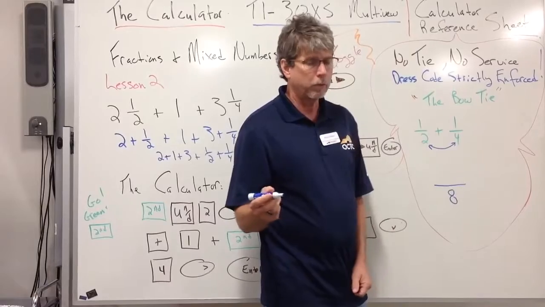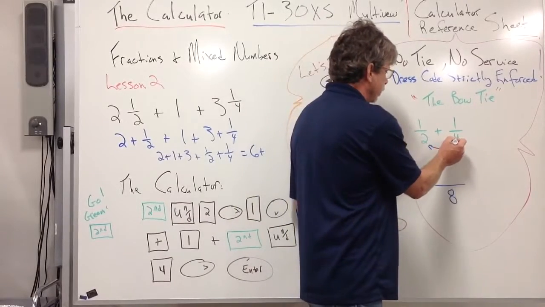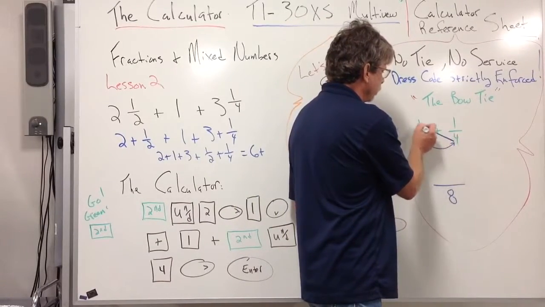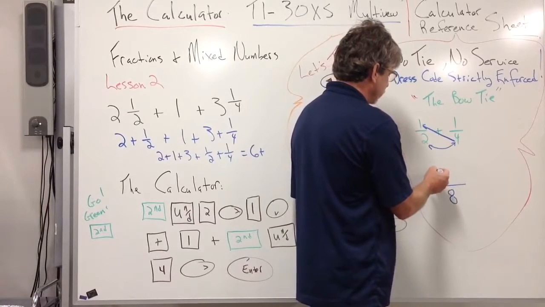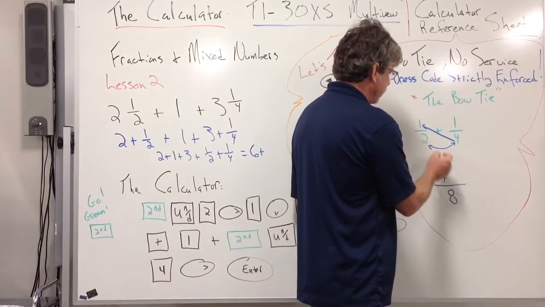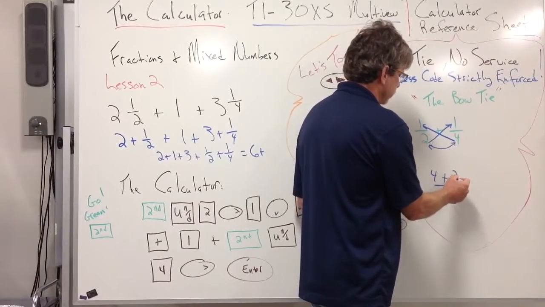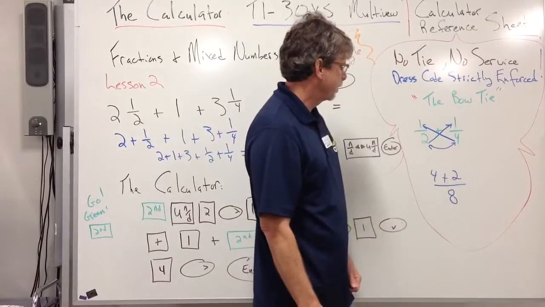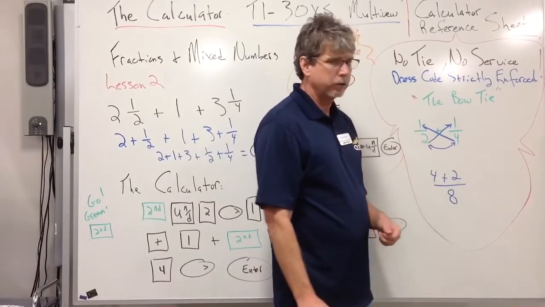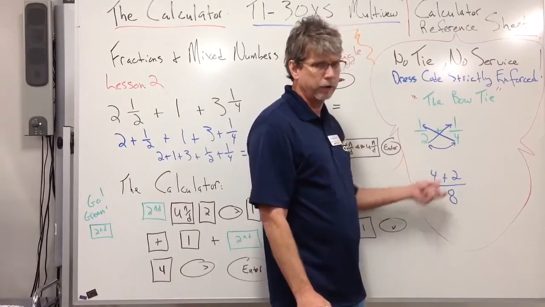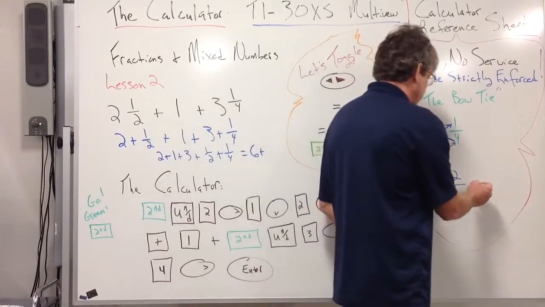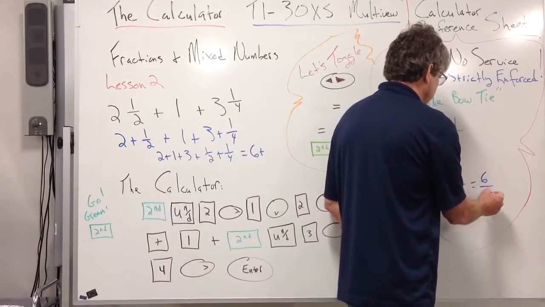And where it turns into a bow tie is we multiply diagonally. Our next step is to multiply the 4 to the 1. 4 times 1 gives me my 4, and I do my other diagonal, 2 times 1, which gives me 2. And that creates the bow tie. And then all we have to do is add our numerators together. So what this is really saying is 4/8 plus 2/8, or in other words, 6/8.